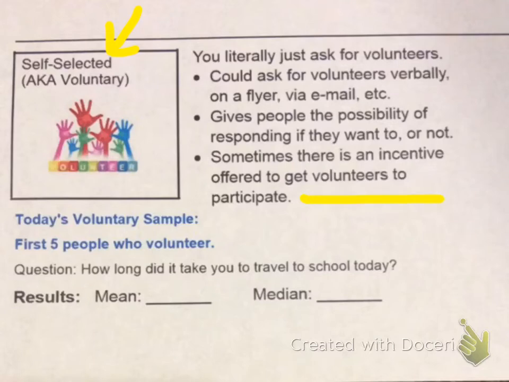So the only people that would ever apply for that would be somebody who would volunteer that would need their wisdom teeth removed. So self-selected would be where they're volunteering on their own. An example of that today in class could be if we asked the first 5 people who volunteered their answer, how did you travel to school today? So I could stand up in front of the class, ask that question. The first 5 people to raise their hand would be the first 5 people that I would take that information from.